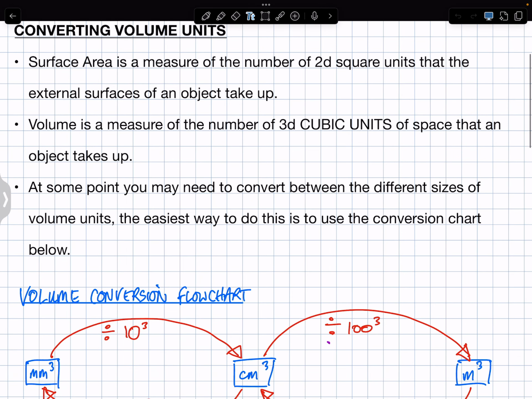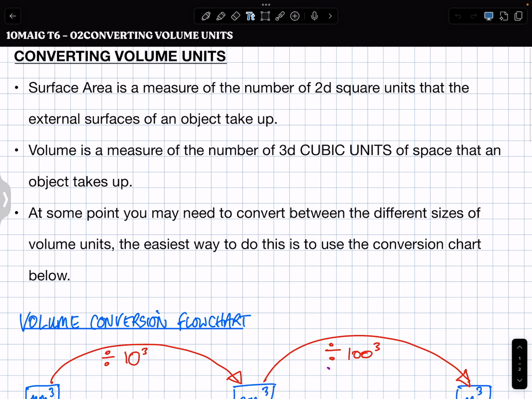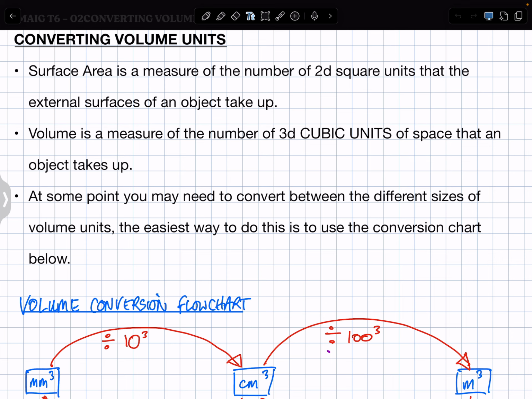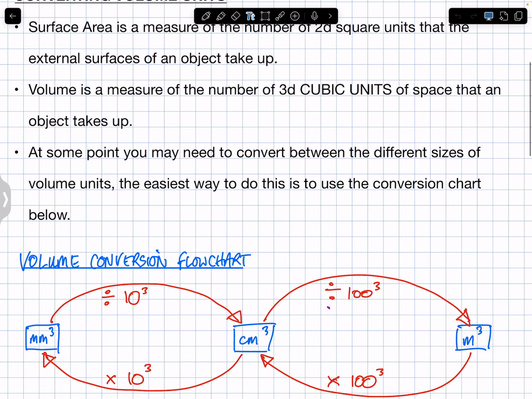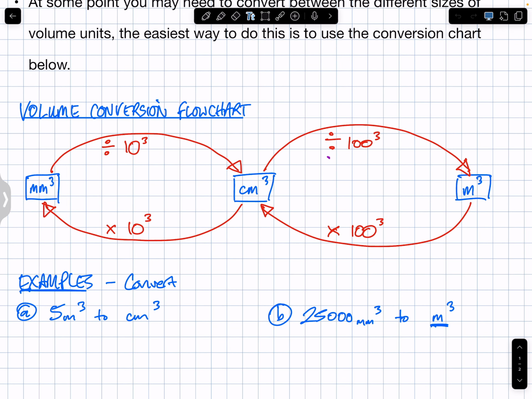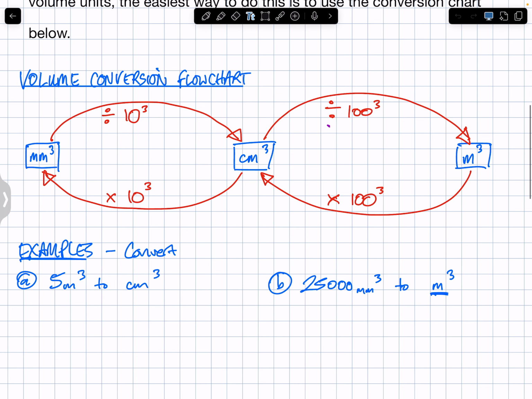All right, so surface area measures the number of 2D units that an external surface of an object takes up. You're doing volume now, so volume measures the number of 3D cubic units of space that an object takes up. At some point, you're going to need to convert between sizes of volume units. Some of the references that you'll use for your assignment needed to convert in the past. So all you need is a flow chart. Just grab the volume conversion flow chart down.